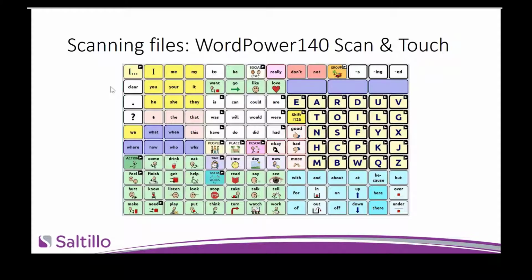Our last scanning option is going to be WordPower 140 Scan and Touch. Now, as you can see, this is organized a lot differently than the other WordPower files available. We anticipate that somebody using this file is going to be heavily working with not only those high-frequency little words, such as the ones at the top half of the screen, but also utilizing the keyboard and using word prediction as well. We would anticipate that somebody is going to use a block scanning pattern, as we've already built this into the file.